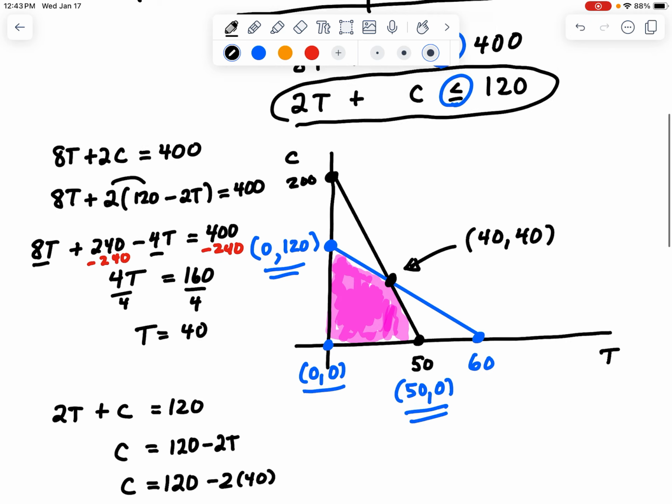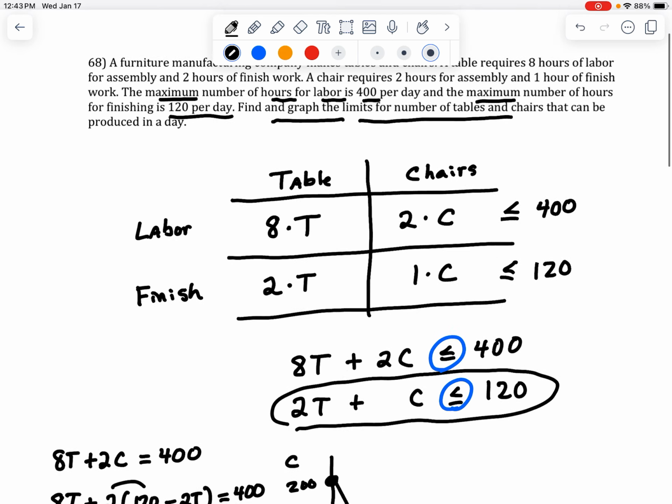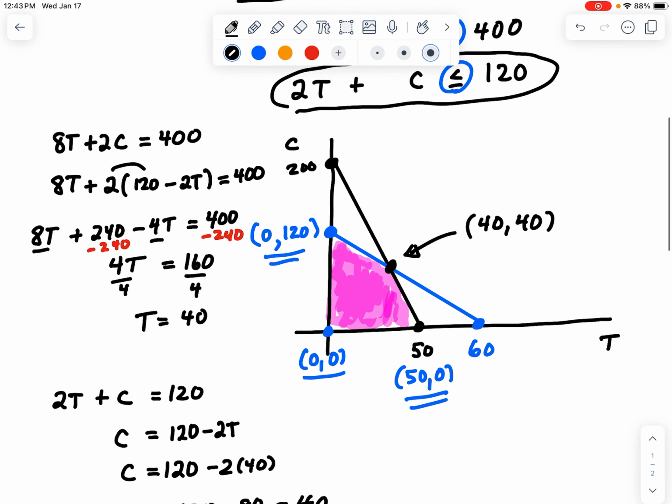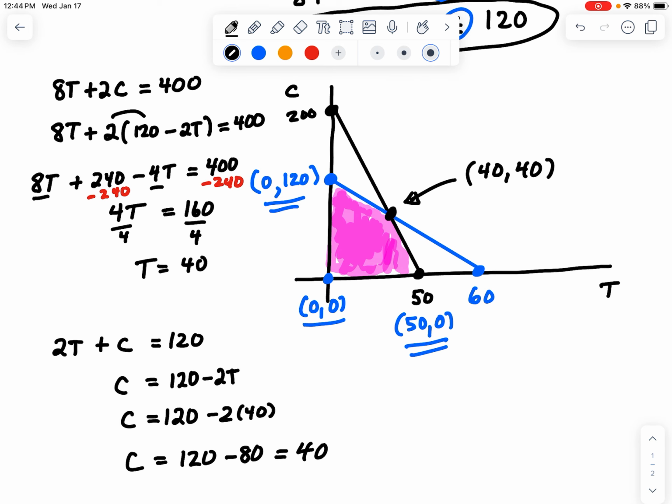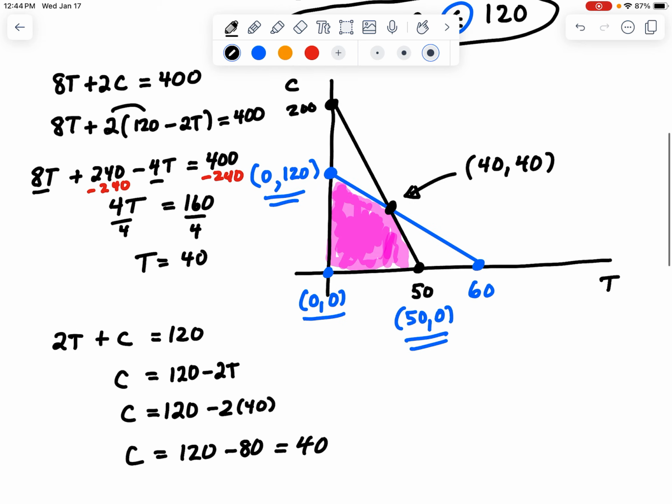All right, then do we finish? So find the graph and the limits for the number of tables and chairs that can be produced per day. I thought I would have asked which one gives you, okay, so I was thinking of another problem where you actually solve and find out how would they make the most money. So that's all I asked for this one. So that's basically the limits.